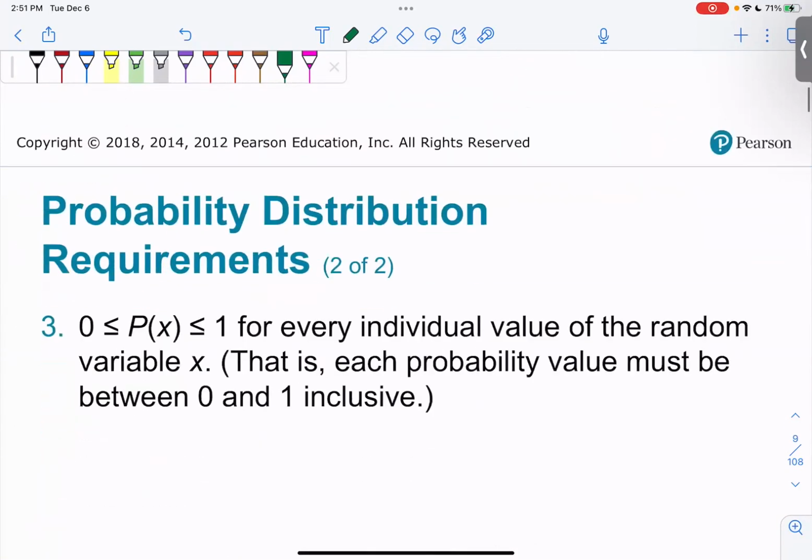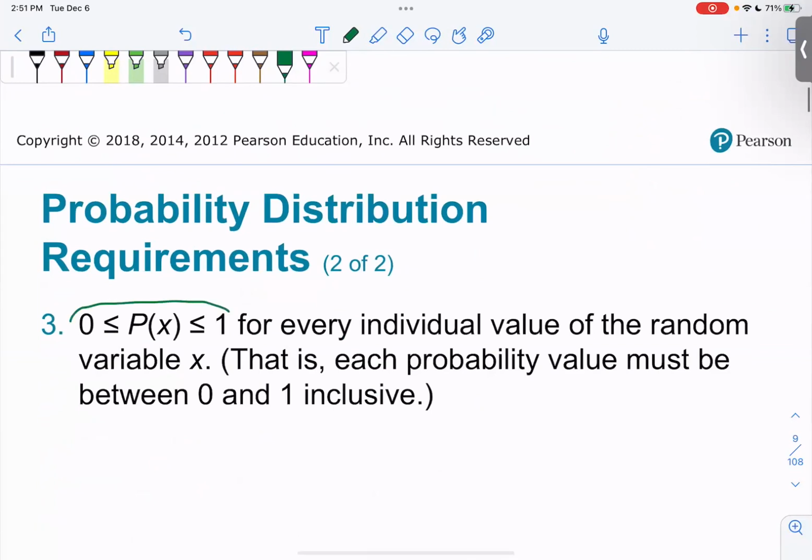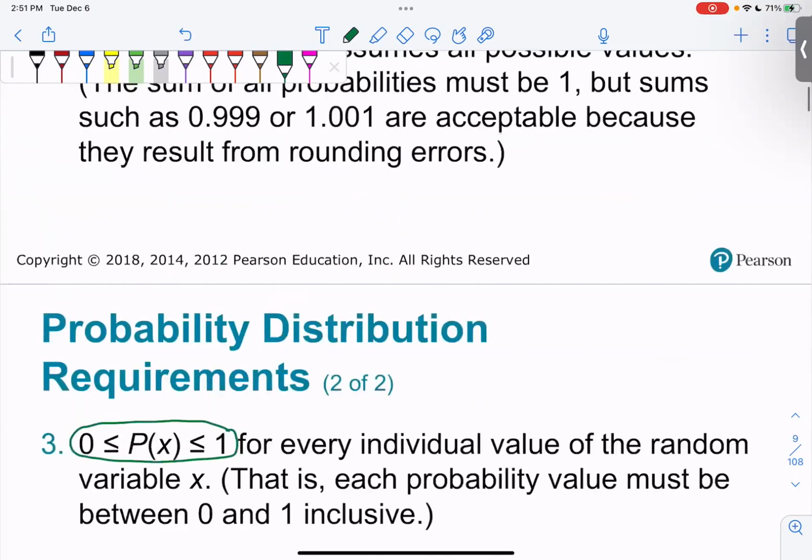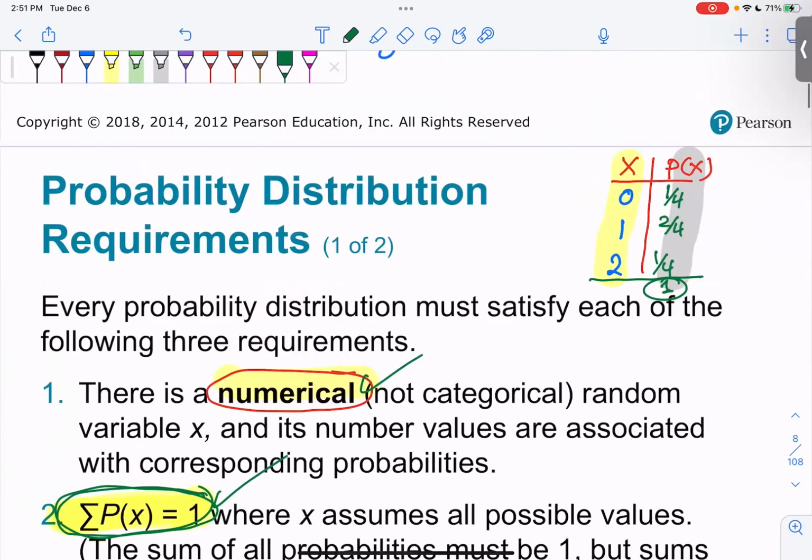What about the third one? Every single probability for each value of this random variable must be between 0 and 1. Those values here, each single value of those must be between 0 and 1. No negative values, no values greater than 1, which is right.